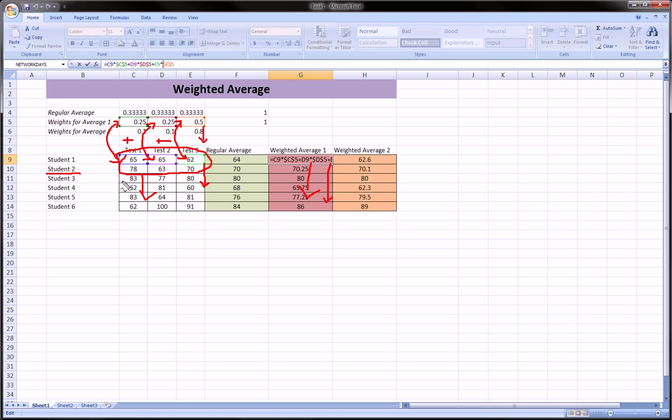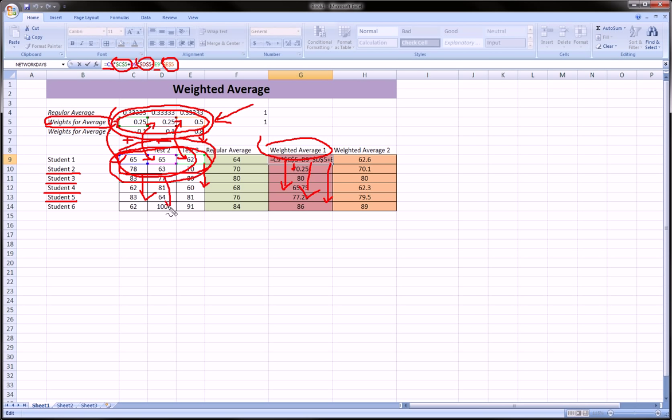Because I want it to move to student 2 when I pull the formula down to student 2, and then to student 3, and then to student 4, and then to student 5. So I want these references to move down. But I do not want the weights to move down, because this is weighted average 1, and I want the weights to stay on weighted average 1. I want these to stay stationary as I pull my formula down. So I lock these. I put the dollar signs around the references for the weights, right? These have dollar signs around C5, D5, and E5, and no dollar signs around C9, D9, and E9, so that C9, D9, and E9 will change when I pull the formula down, and C5, D5, and E5 will not change when I pull the formula down.